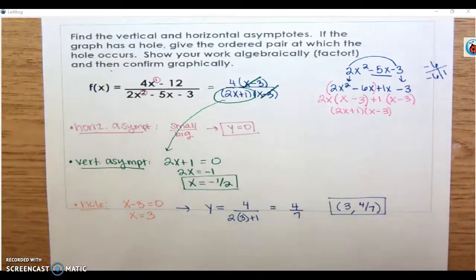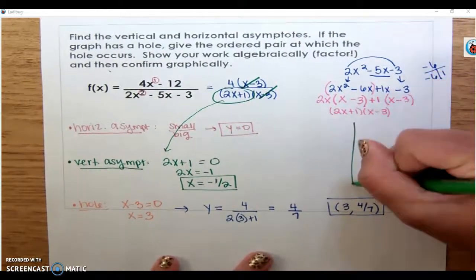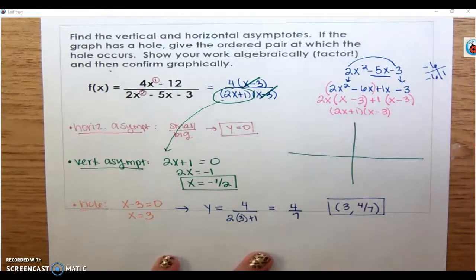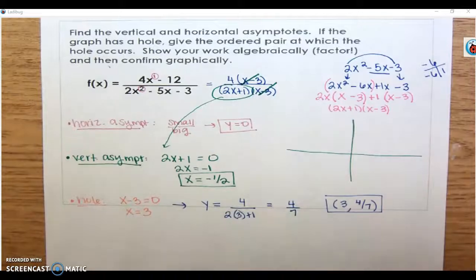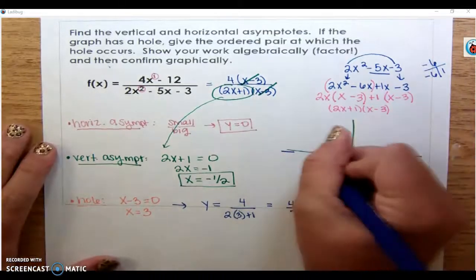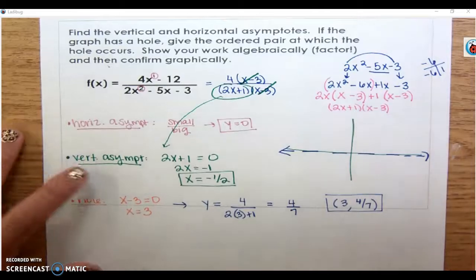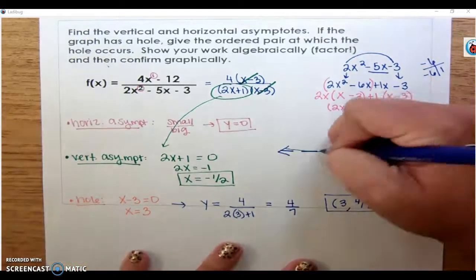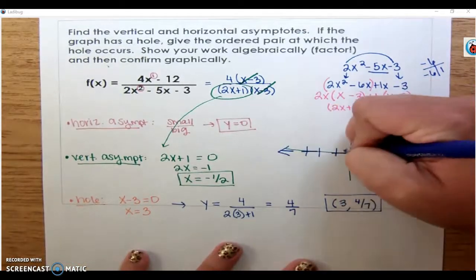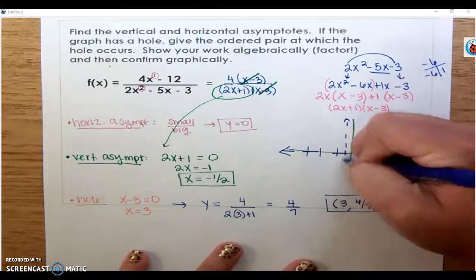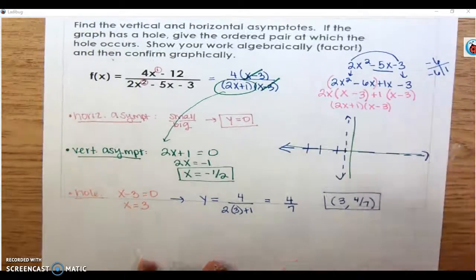Okay, so I told you I was going to sketch a graph just so you can kind of see what's going on here, but we'll be doing more graphs later. So we have a horizontal asymptote at y equals 0. It's kind of hard to draw in here, but that would just be on the x-axis. We have a vertical asymptote at negative 1/2. So here. And then we have the hole at 3.